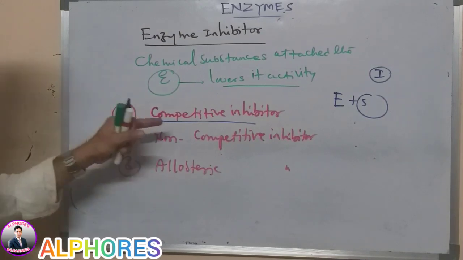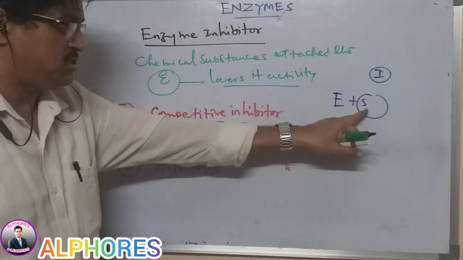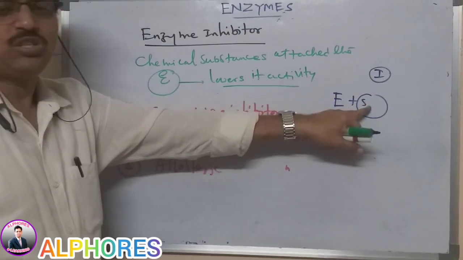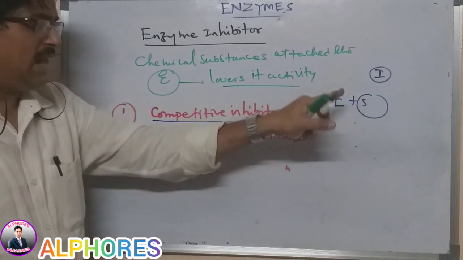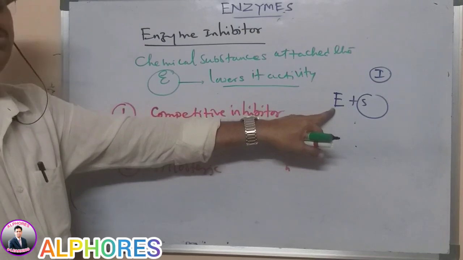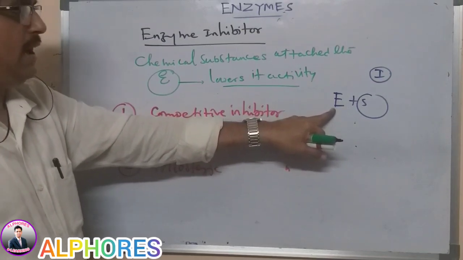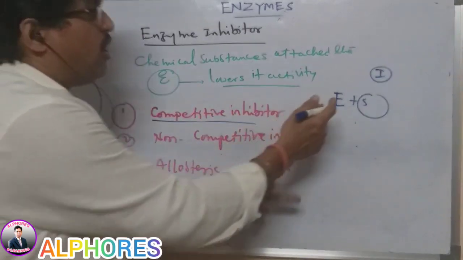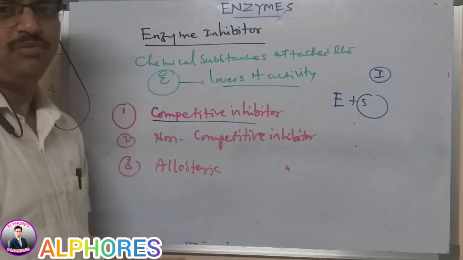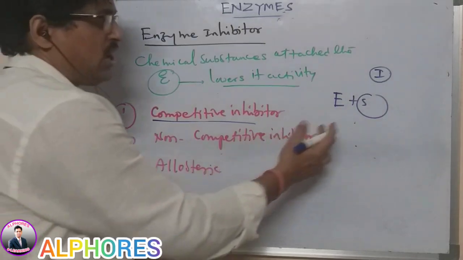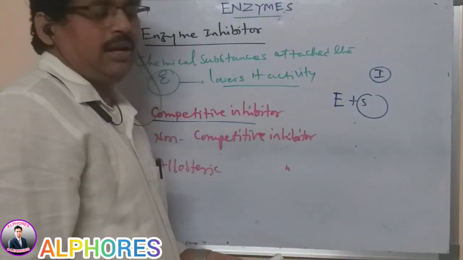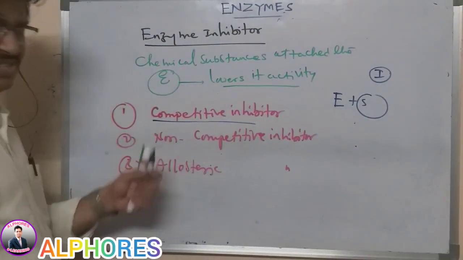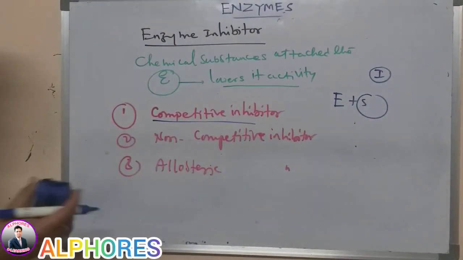So the competitive inhibitor is similar to the substrate molecule and attaches to the active site of the enzyme. As a result, the substrate cannot get attached and cannot form the enzyme substrate complex. As a result, the chemical reaction cannot take place further, and automatically the products will not be formed. So this is called the competitive inhibitor.